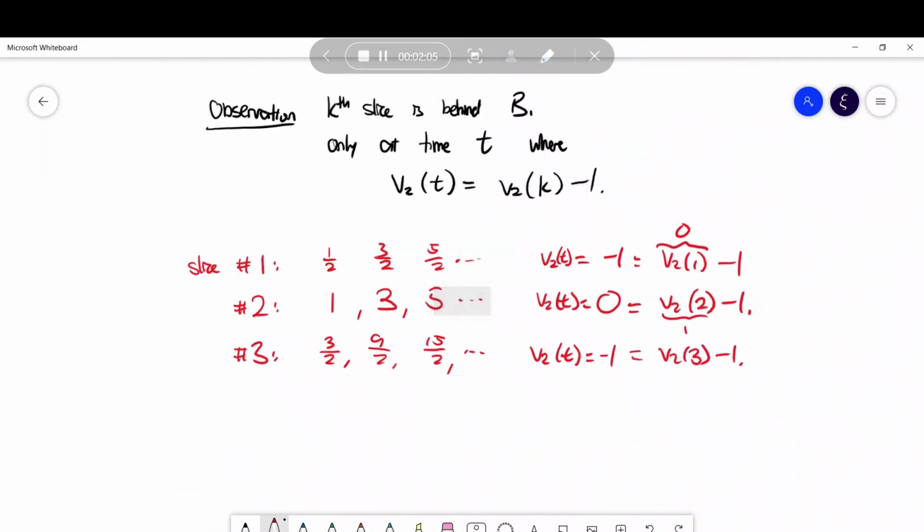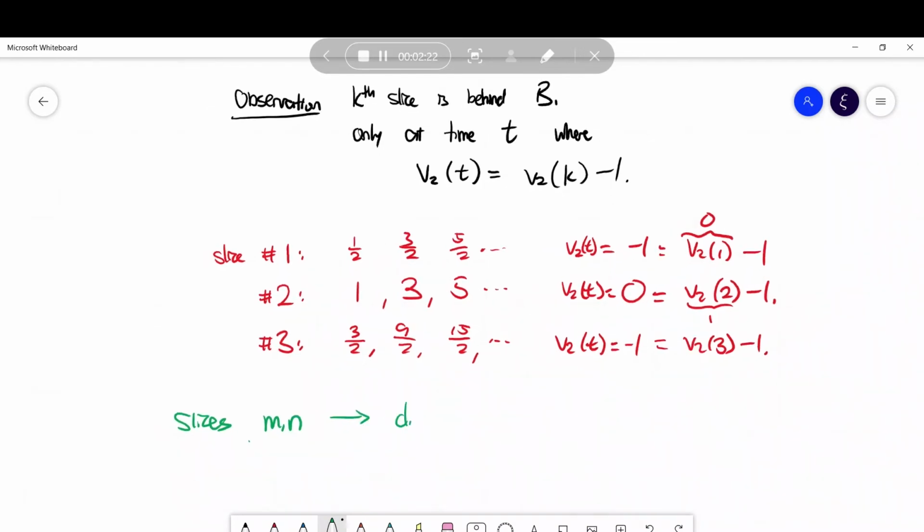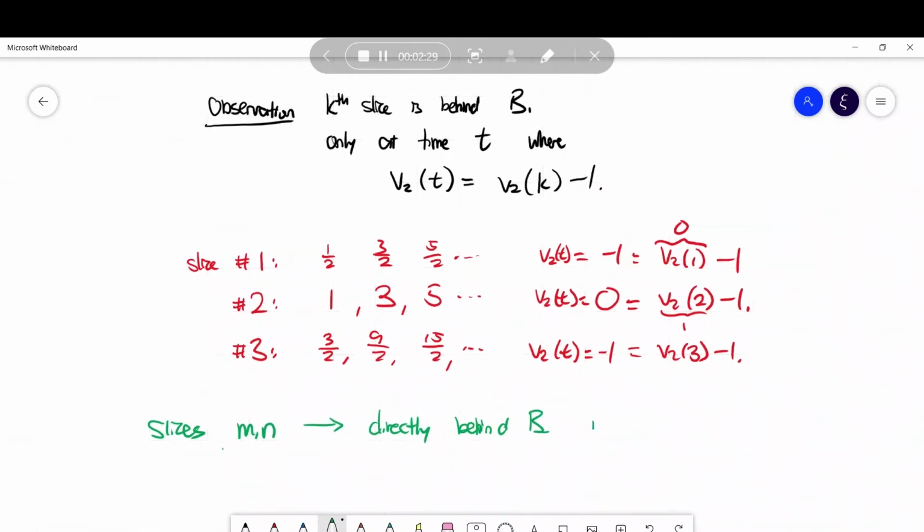Okay, so this tells us that 2 slices of bread can only ever simultaneously be behind Bananastasia if the v2s of these things are equal. So in other words, if we have slices m and n, they will be directly behind Bananastasia if, and only if, their largest powers of 2 are equal. Okay?